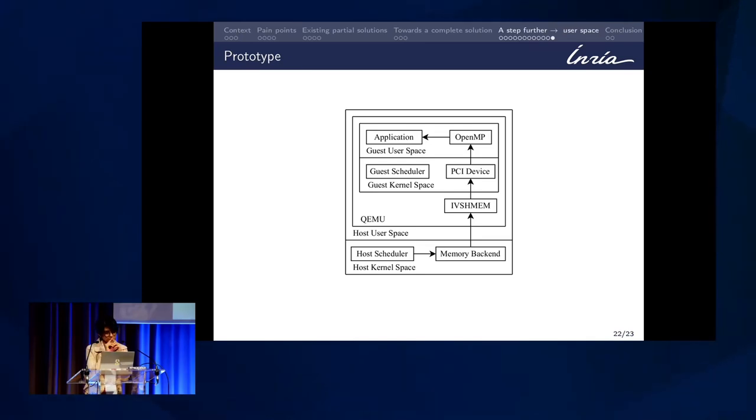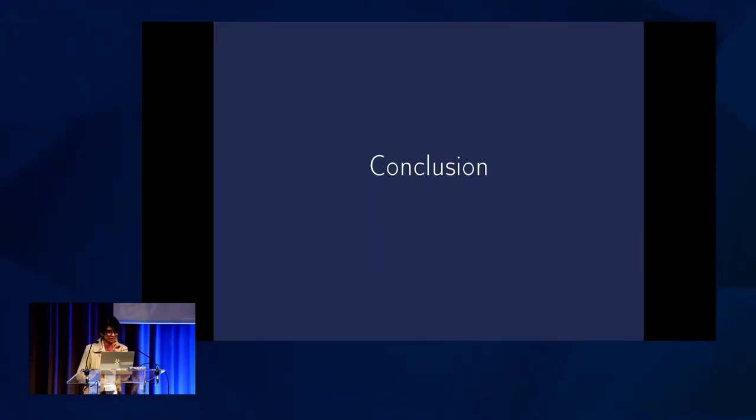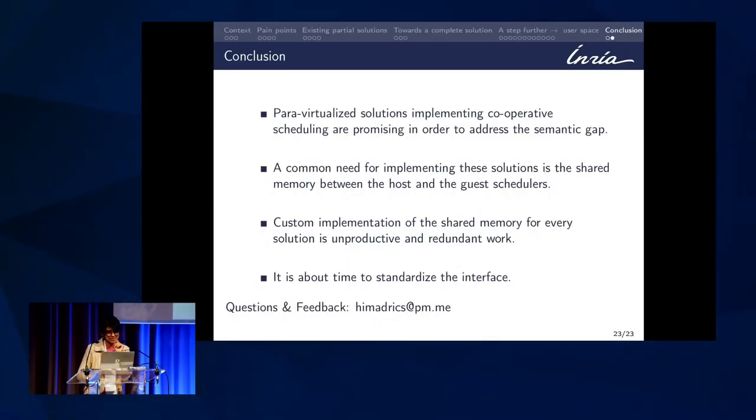And that also brings me to the conclusion: when I was making that prototype, it was not super clear what the right way is to expose kernel memory for scheduling purposes. Paravirtualized solutions are promising. The cooperative scheduling idea, you could use it depending on your use case, and it could go on solving probably all of the semantic gap problems. But at the same time, each of these solutions is going to require this shared memory.